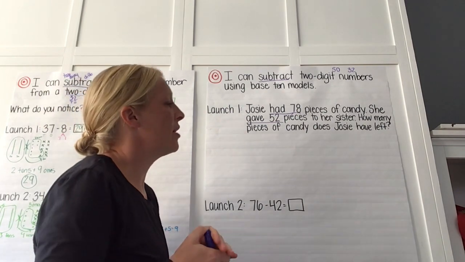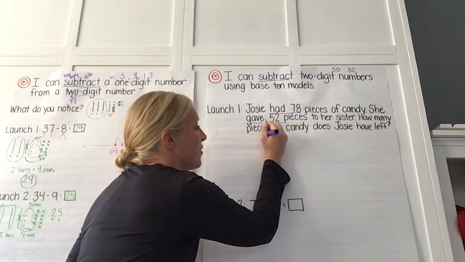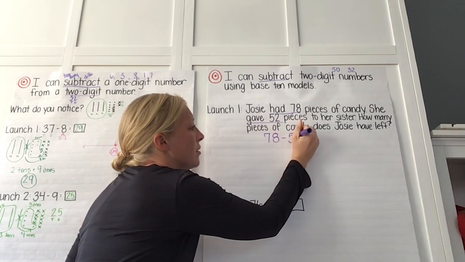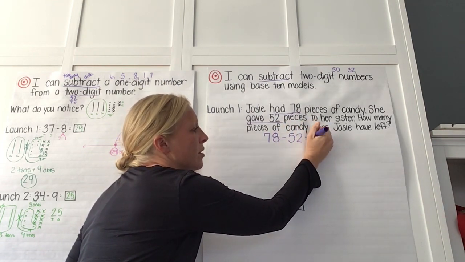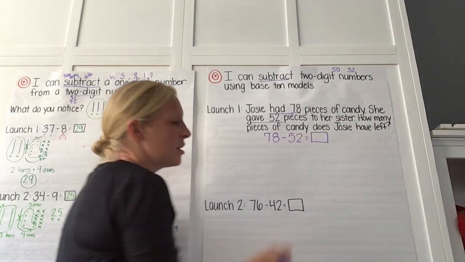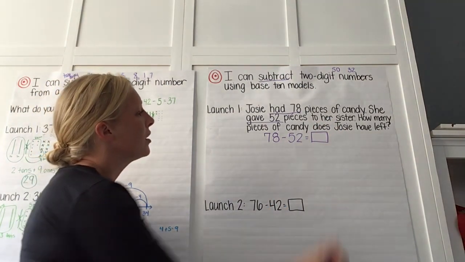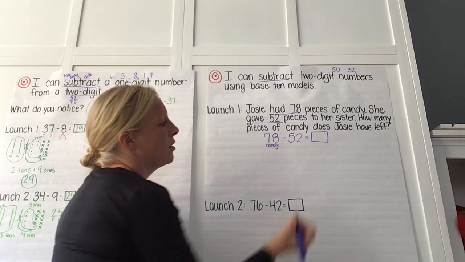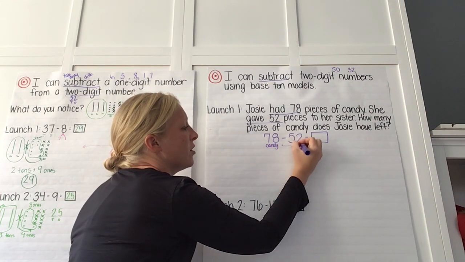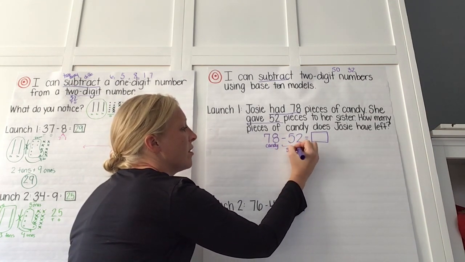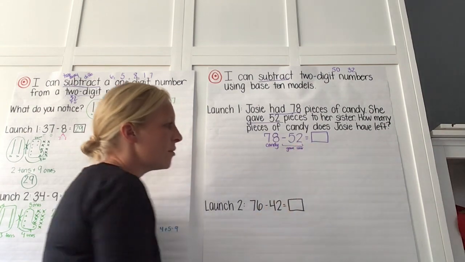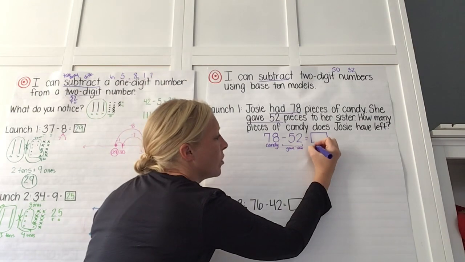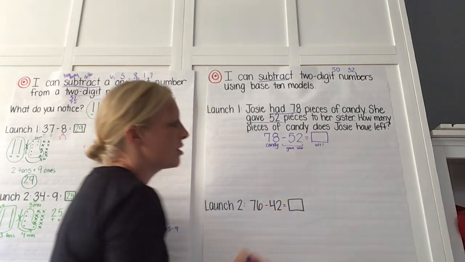Okay, what do we have, friends? Tell me what we have. 78, take away 52 equals, how does this match this story? This is the 78 pieces of candy she had. The take away 52 is she gave to her sister. And what is this unknown? What does she have left?